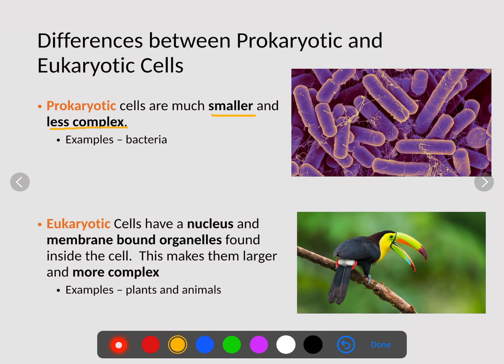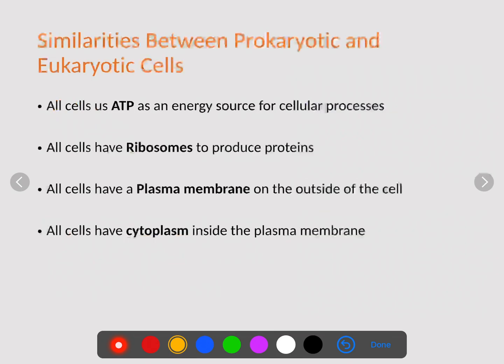Eukaryotic cells are cells that are found in plants and animals, like our toucan over here. Again, they create a more complex organism. So, eukaryotic cells contain a nucleus as well as membrane-bound organelles, and they're much more complex, and they form more complex organisms. So again, if you see a cell and you see a nucleus on the inside, you automatically must think that is a eukaryotic cell.